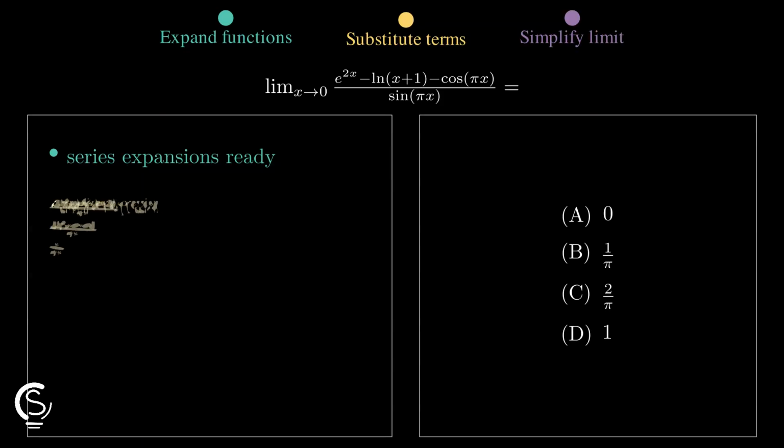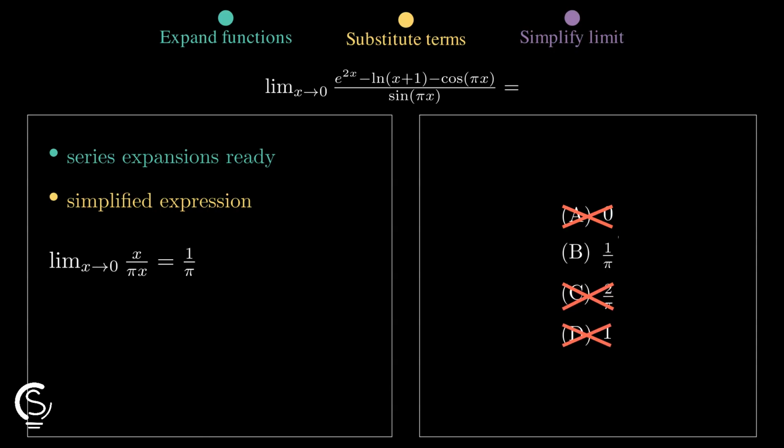Finally, cancel the common factor of x from the numerator and denominator. The remaining constant is our limit, which matches one of our given options. Let us go! Team effort!